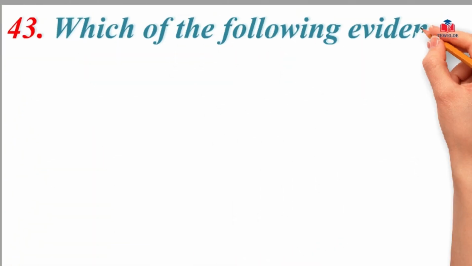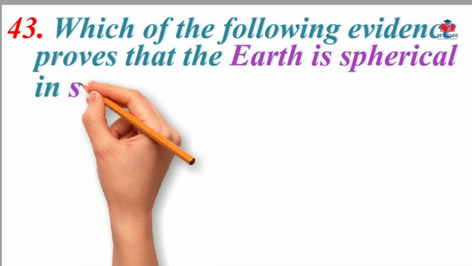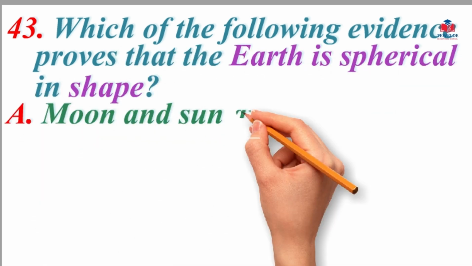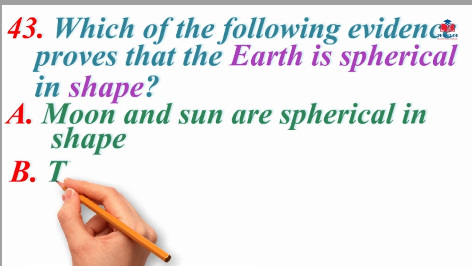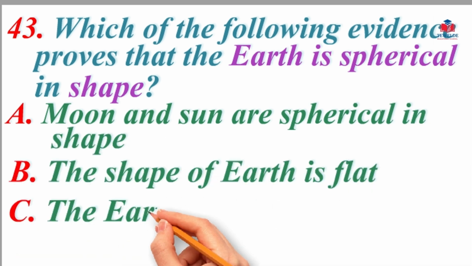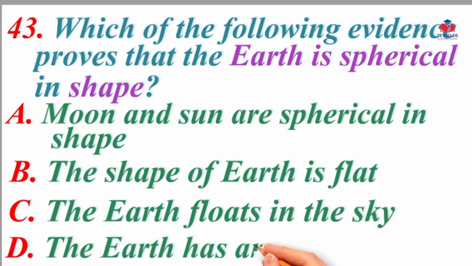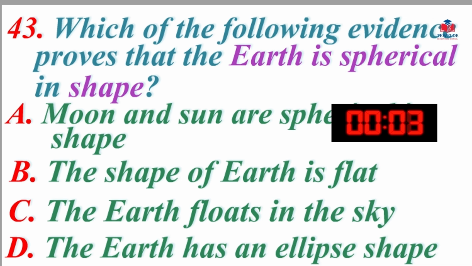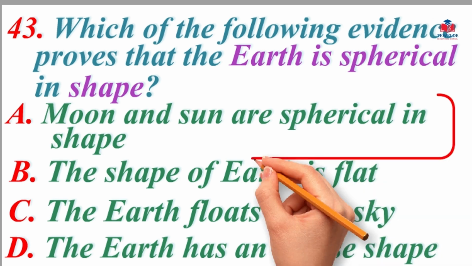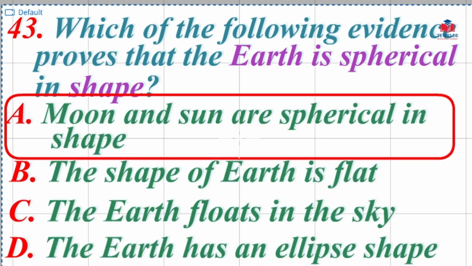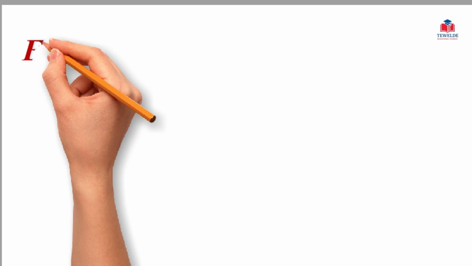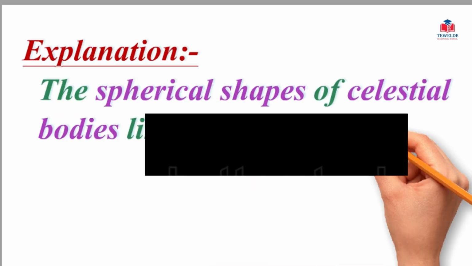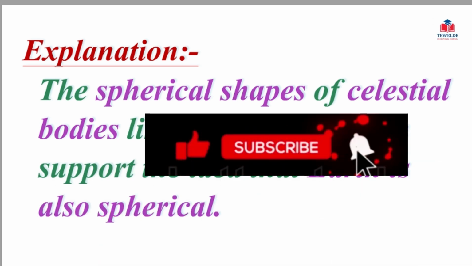Question number 43. Which of the following evidence proves that the Earth is spherical in shape? A. Moon and sun are spherical in shape. B. The shape of Earth is flat. C. The Earth floats in the sky. D. The Earth has an ellipse shape. The correct answer is A. Moon and sun are spherical in shape. Explanation. The spherical shapes of celestial bodies like the moon and sun support the idea that Earth is also spherical.